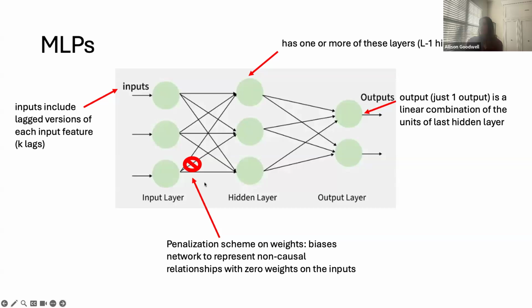And we're really going to focus on penalizing these weights on the input layer. So we're not really going to worry about the whole bunch of stuff going on in here. What they're going to focus on penalizing is these input weights. And basically the goal is to bias the network to represent non-causal relationships with zero weights on the input. Because if there's an input of a certain variable at a certain lag and all these weights become zero, it is not allowed to influence any of the rest of the dynamics of the network. So the focus is on the input weights.